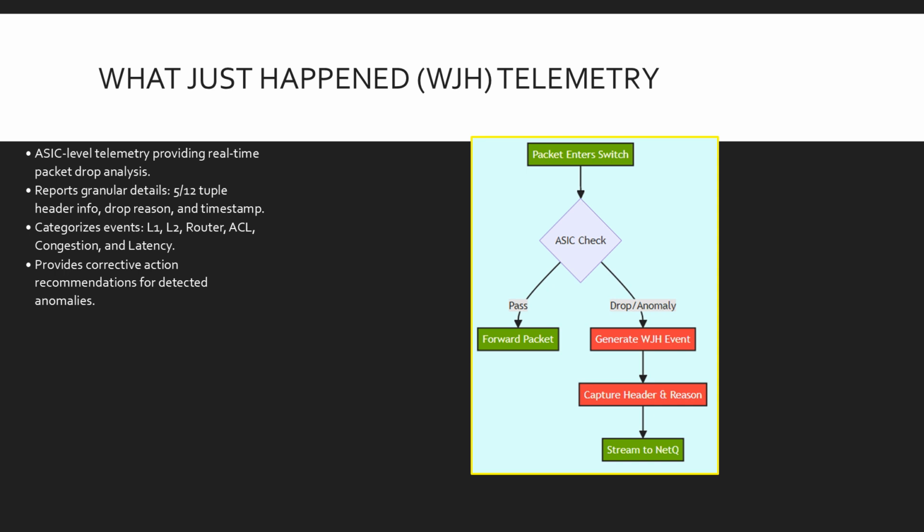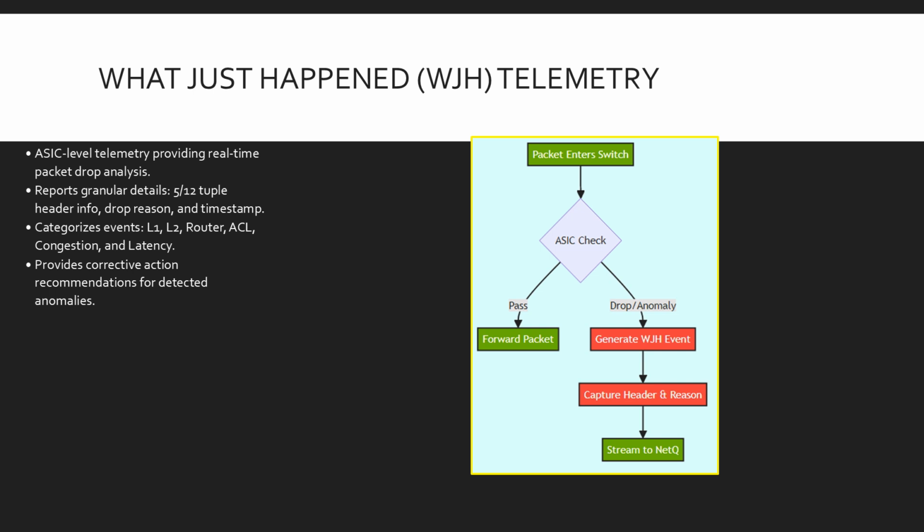What have we learned? WJH eliminates the needle in a haystack problem of legacy troubleshooting. The important point is that WJH provides context, not just that a drop occurred, but exactly why it happened and how to fix it. This flow shows the life of a packet in a WJH-enabled switch.